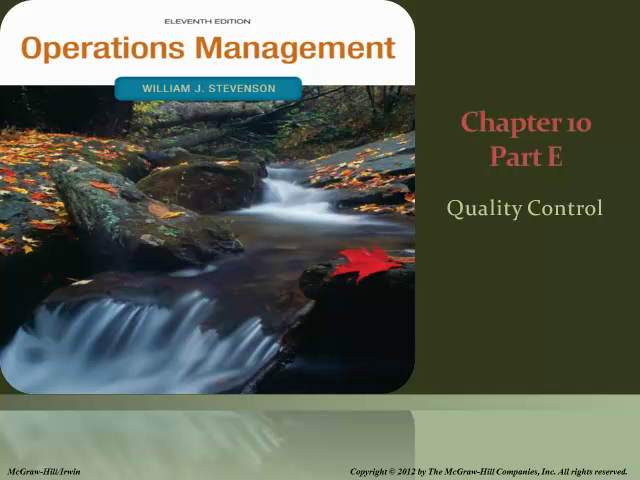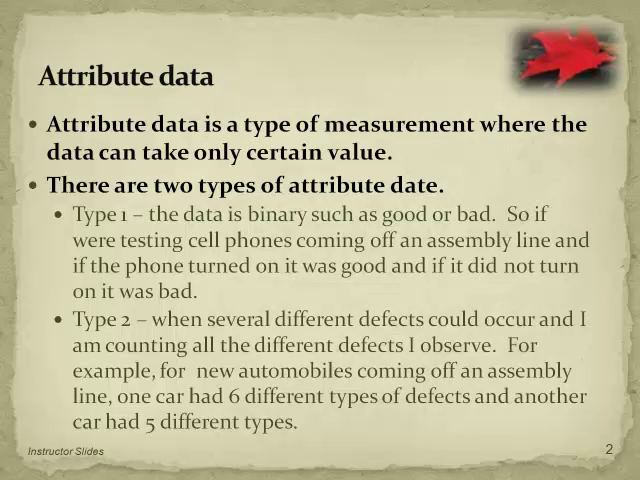Welcome to Part E on this very long chapter on quality control. So in the previous part, we took a look at our first type of attribute data, and we did a P-chart with that. In this part, we'll take a look at the other type of attribute data, and we'll do a C-chart. So again, the two types of attribute data.